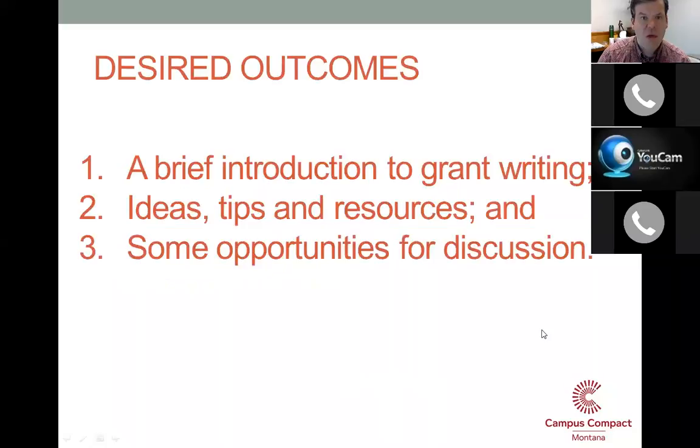Outcomes here for today are that we get a brief introduction to grant writing, some ideas, tips, and resources, and some opportunities for discussion. So please weigh in if you have something to add, if you've written grants or are working on one currently and have some better information. This stuff constantly is changing, and there are always good resources that pop up. I don't claim to have the market cornered on this information, so please do share what you know as we're going through this.